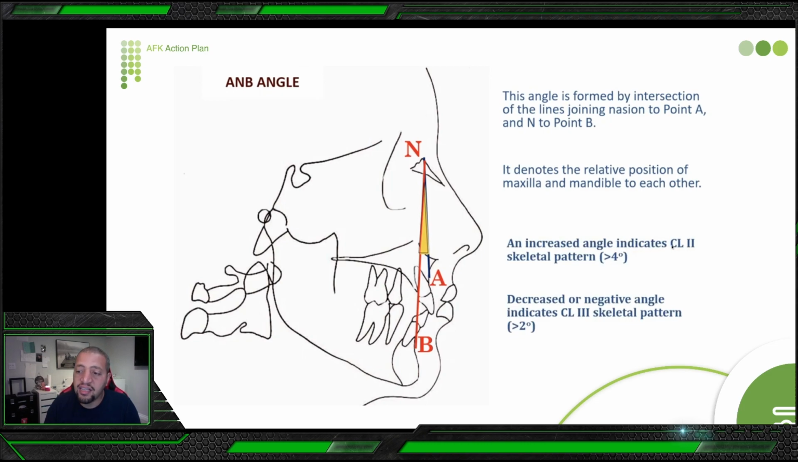An increased angle indicates class 2 skeletal pattern. A decreased angle indicates class 3 skeletal pattern. As you can see, if it's more than 4, meaning this angle is a wide angle, so the mandible is going backward, meaning this patient has a skeletal class 2. And if it's decreased, meaning this angle is getting very close to N to the point A, so this patient has a class 3 skeletal pattern.